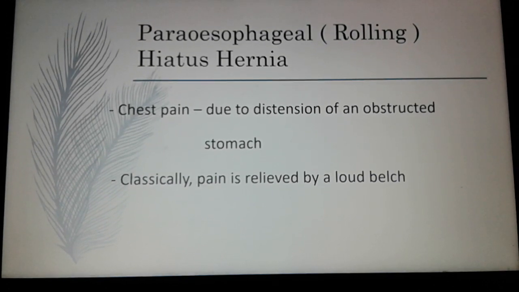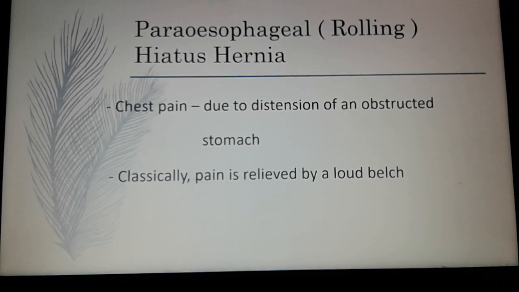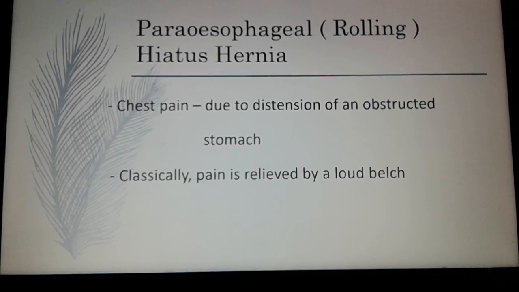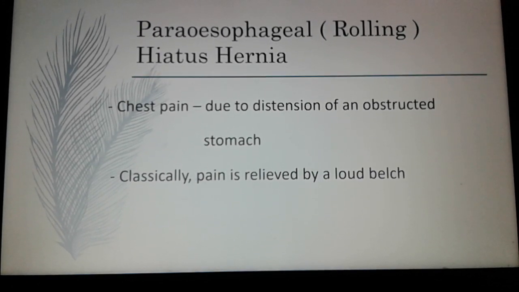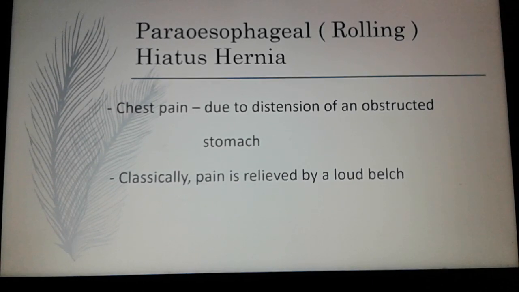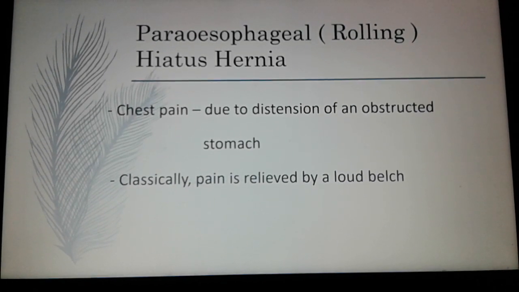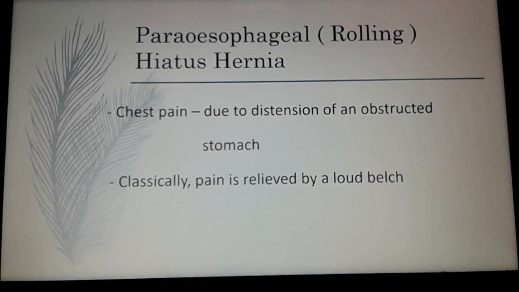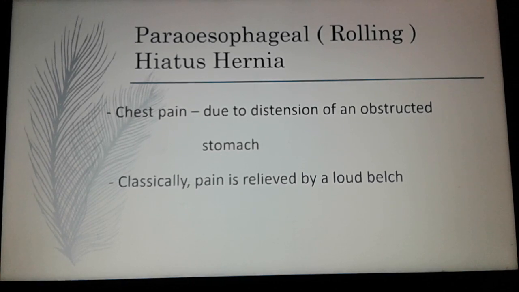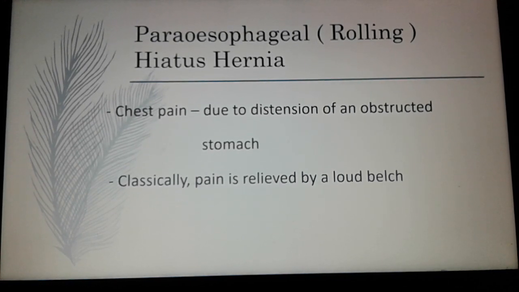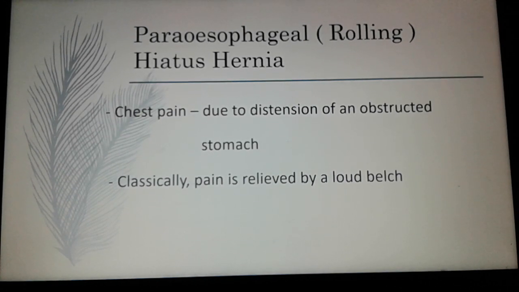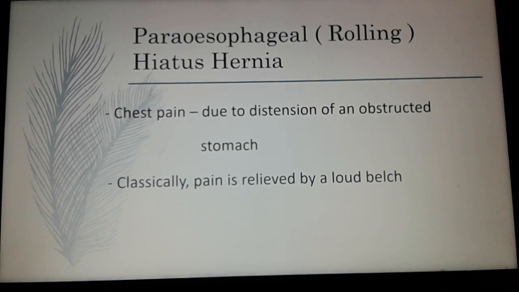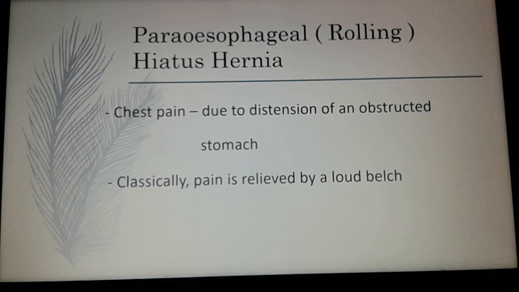Sometimes the patient may present with chest pain, and this chest pain is because of the obstructed stomach and its distension. The stomach is forming a volvulus, is obstructed, and is being distended, and it will lead to mediastinal compression, and other associated factors may give rise to chest pain. So a patient with a paraesophageal rolling hiatus hernia may present with chest pain.